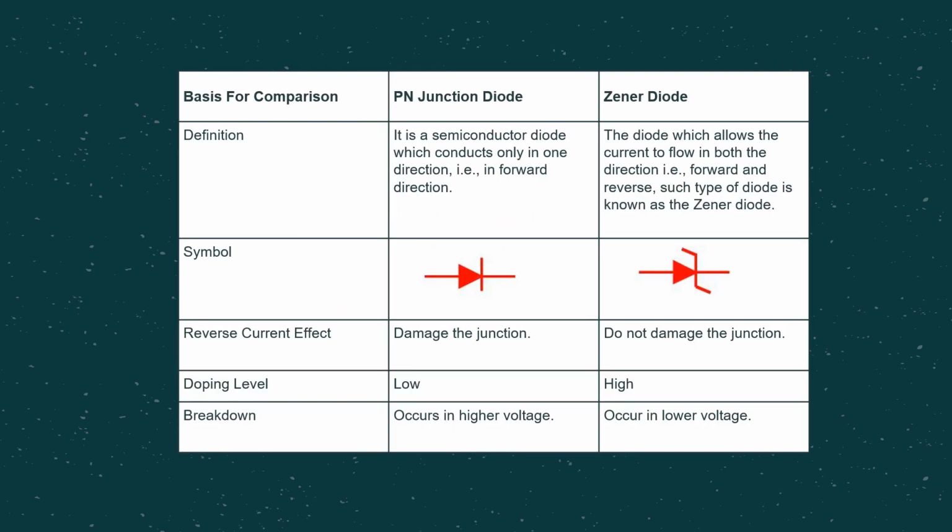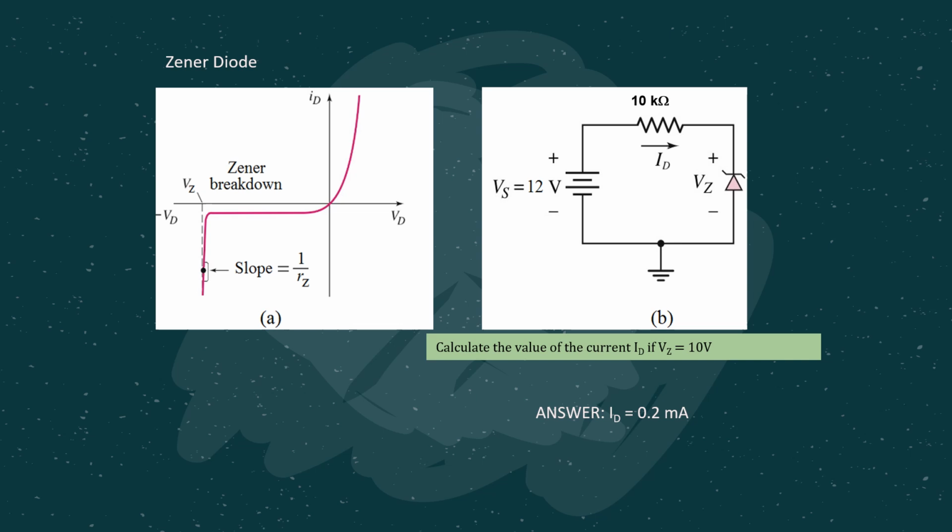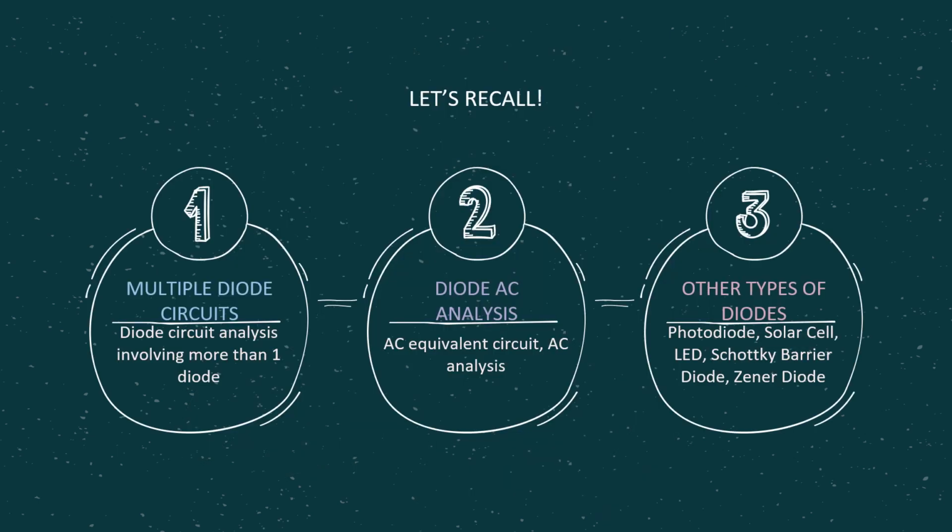This table shows the comparison between the PN junction diode and the Zener diode, but everything has been discussed in the previous slide. This is one example of a Zener diode circuit, but I want to discuss this later in chapter 3, Zener diode analysis. So that's all about chapter 2D, where we have 3 subtopics: multiple diode circuit, diode AC analysis, and other types of diodes.